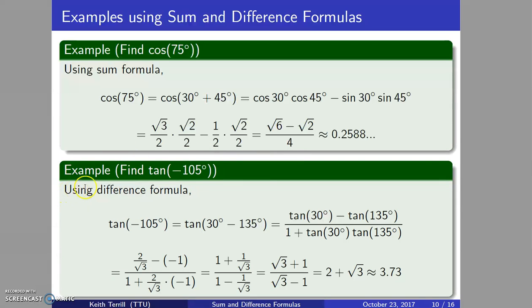On the other side of it, what if I wanted to find the tangent of negative 105? Well, I could say negative 105 is 30 minus 135. Well, not really tangent minus tangent, but rather tangent of 30 minus 135. And that's going to be, after applying the difference formula for tangent, tangent of 30 minus tangent of 135 over 1 plus tangent of 30, tangent of 135. And we apply all of our tangents for all of these angles, and I get root 2 over root 3 for the tangent of 30, and negative 1 for the tangent of 135. And applying a little bit of algebra will get us everything else we need.